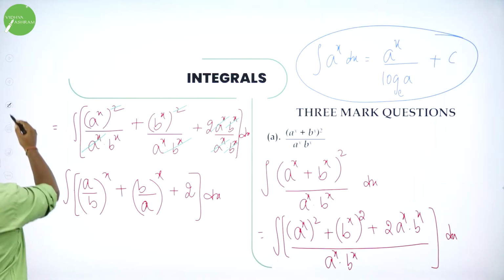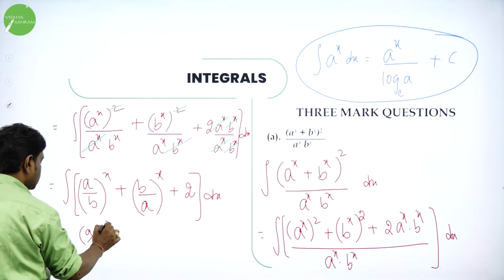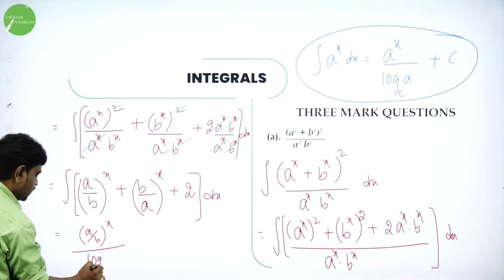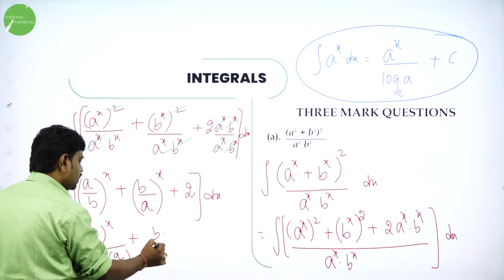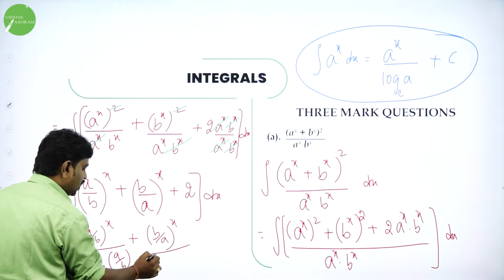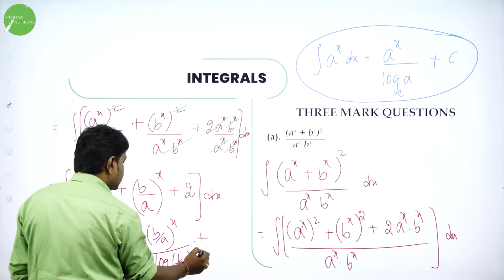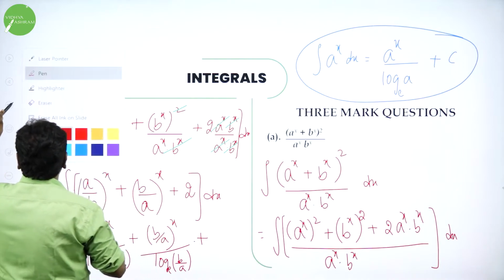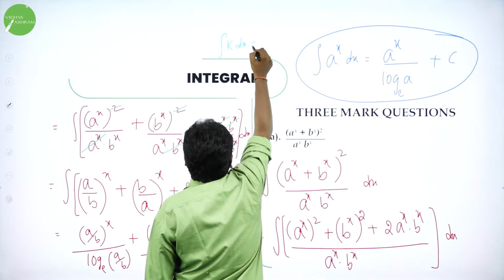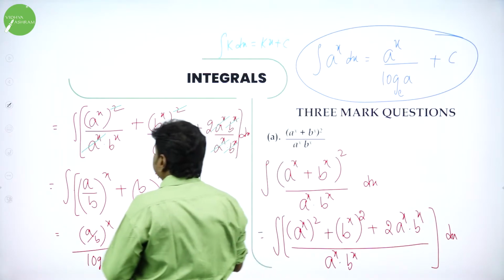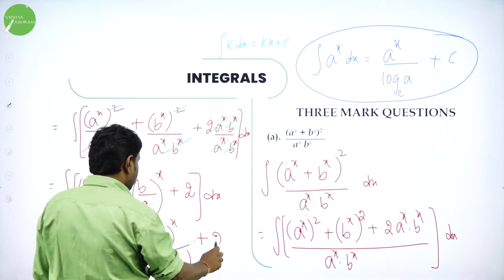So if I use the formula, it will become a by b power x divided by log base e a by b plus b by a power x by log base e b by a plus integration of second one is in what form? Second one is in the form integration of k dx. What is integration of k dx? Kx plus c. So therefore integration of 2 dx is 2x.